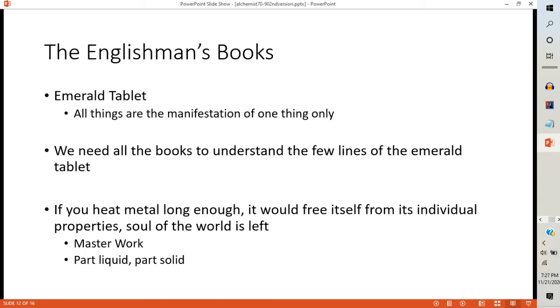So Santiago starts reading these books, and he doesn't really get them. He says that they are strange books. They speak about weird things: Mercury, dragons, kings. He doesn't really understand any of it. But he says there was one idea that seemed to repeat itself. All things are the manifestation of the one thing only.